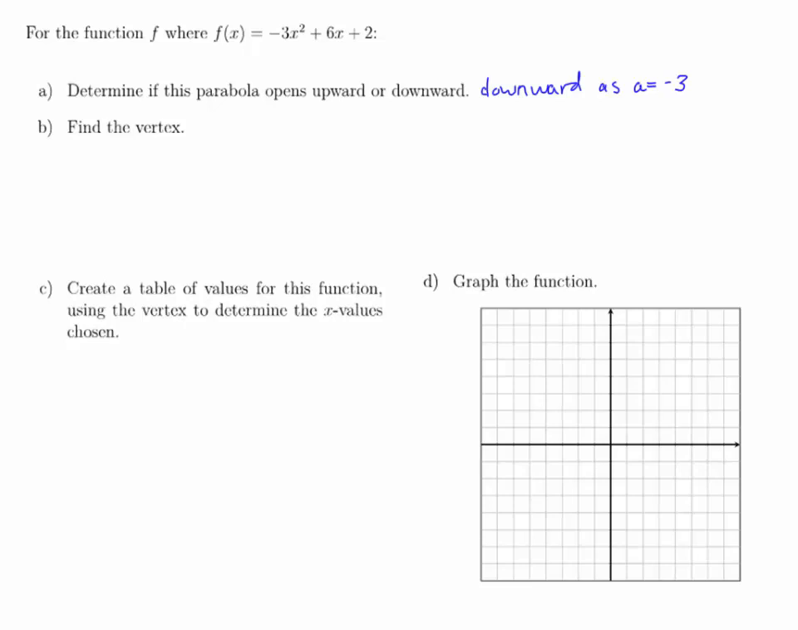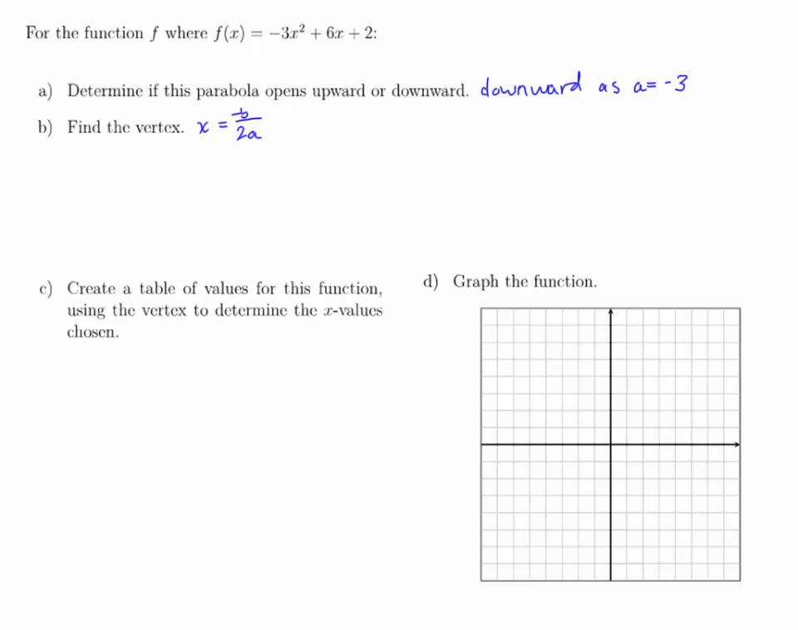To find the vertex, we're going to use x equals the opposite of b over 2a. We'll use that to calculate the x value of the vertex. Once we have the x value of the vertex, we can input it into the function and find the y value, or the output.